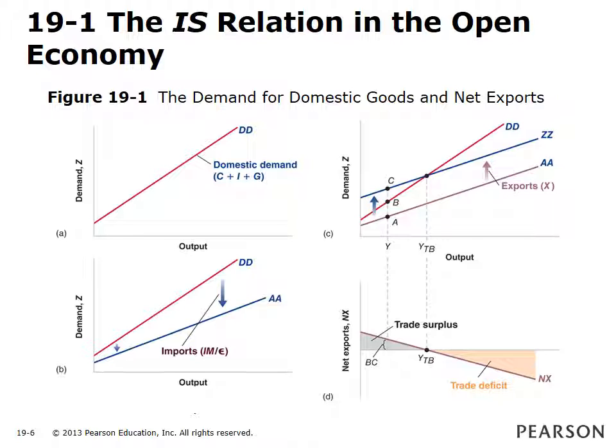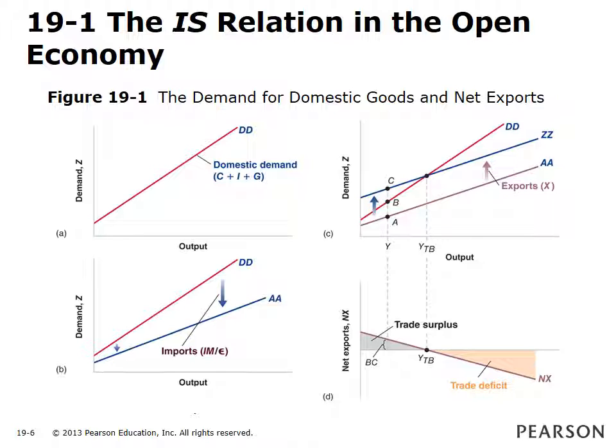Figure 19-1B shows domestic demand for domestic goods by subtracting imports. Since imports are an increasing function of output, the distance between DD and AA increases. Line AA is flatter than DD. AA shows domestic demand for domestic goods increases as income increases. Figure 19-1C adds in exports to get demand for domestic goods shown by line ZZ. Exports depend on foreign income, so they are constant and do not change with a change in domestic income. ZZ is also flatter than DD.